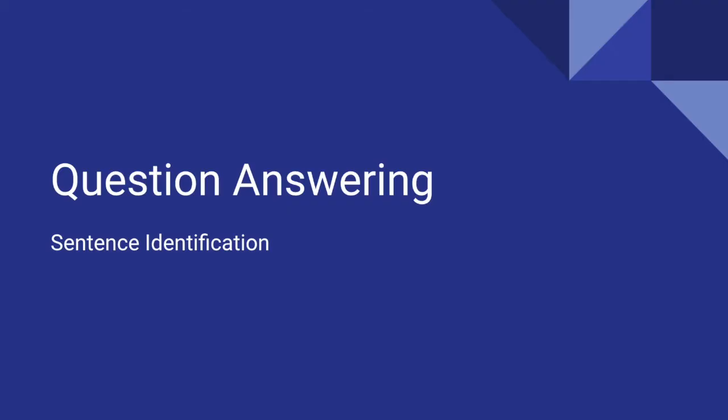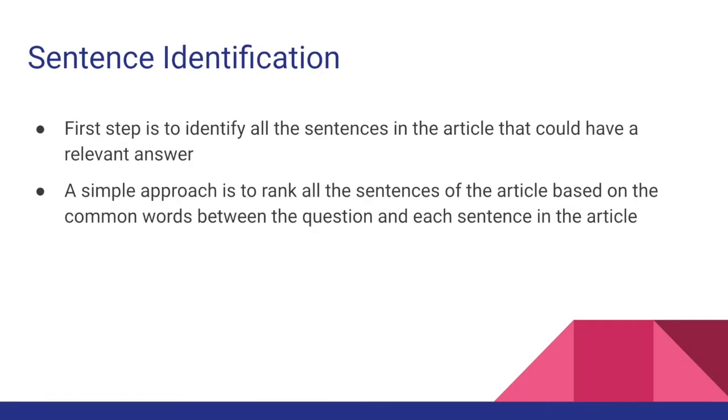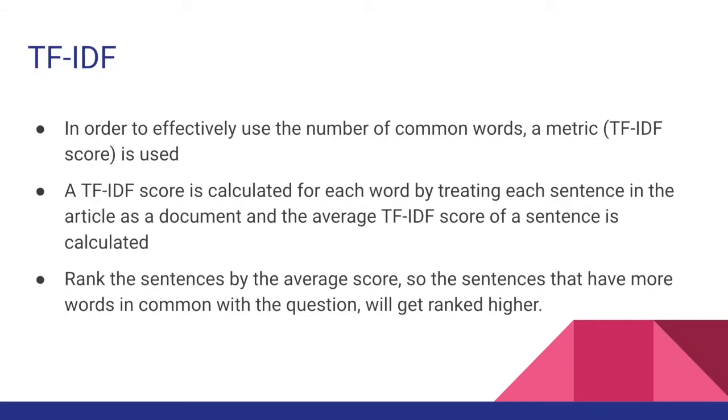So then moving on into question answering. Our outline is we split this into 2 parts: sentence identification and parsing. Starting off with sentence identification, we first wanted to, throughout the whole article, look for the sentences that would most likely contain our relevant answer. And to do that, we would implement a ranker that would rank the sentences based off their relevance and the number of common words they shared with the question.